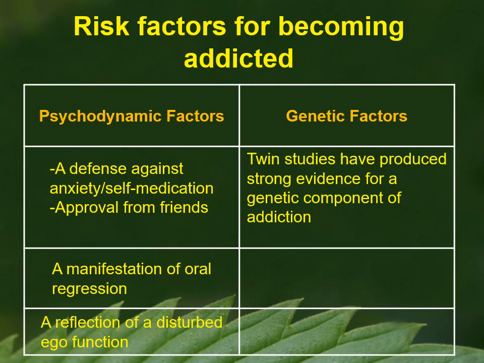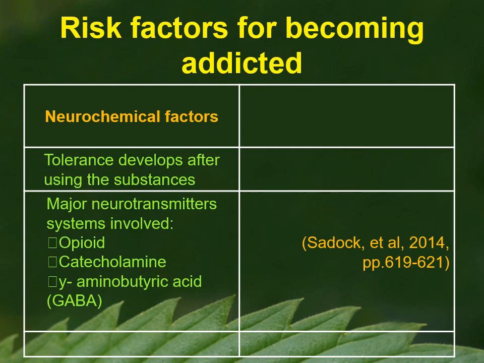There are several risk factors for becoming addicted. The first one is psychodynamic factors. Some psychodynamic factors can be a defense against anxiety, self-medication, approval from friends, a manifestation of oral regression, a reflection of a disturbed ego function. Among the genetic factors, twin studies have produced strong evidence for a genetic component of addiction. And lastly, there are neurochemical factors. Tolerance develops after using the substances. The major neurotransmitter systems involved are the opioid, catecholamine, and the GABA.